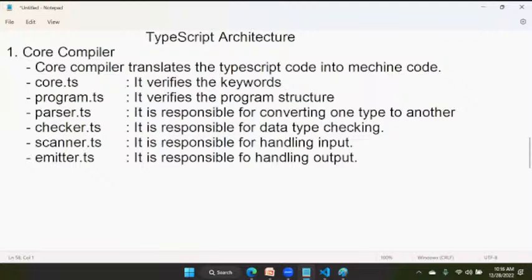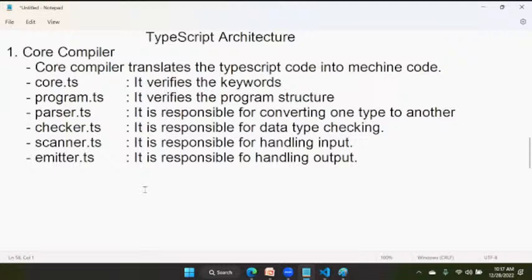Understood the purpose? What is the purpose of the core compiler? Verifying keywords, verifying program structure, handling input and output, checking the data types, translating one type to another. This is all managed by whom? The core compiler.